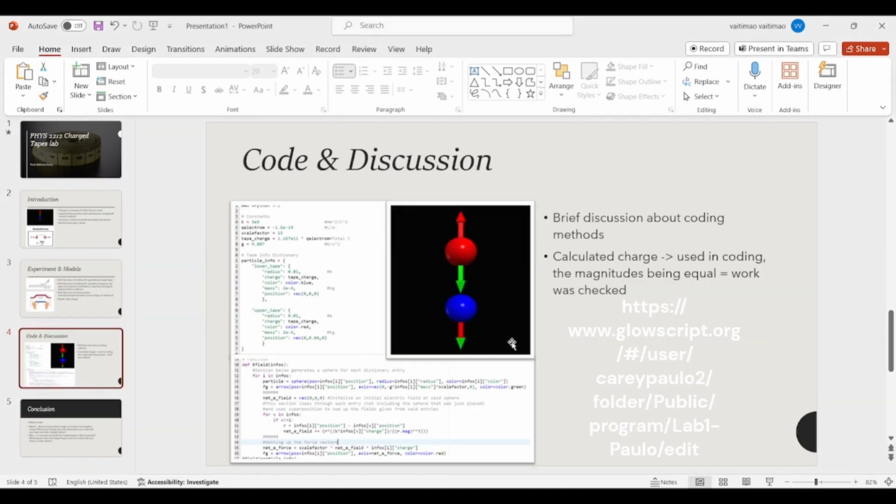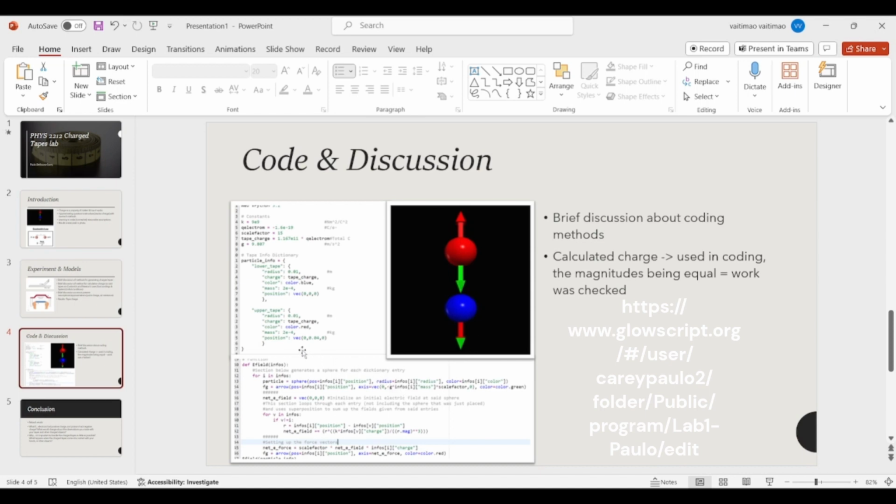Now, here is my code from this lab. I decided to use dictionaries because I found that to be easiest for me to navigate the coding here. I plug in the value here of the tape, and then I put the radius, charge, color, mass, and position, and then I repeat another dictionary entry for the upper tape. The red dot here is the upper tape, and the blue dot here is the lower tape. The red arrows are the electrical field force, and the green arrows are the gravitational field force.